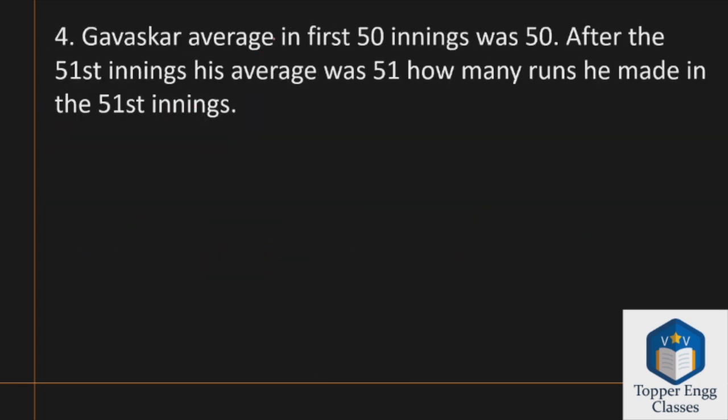Gavaskar's average in the first 50 innings was 50. After the 51st innings, his average was 51. So for 50 innings, the average was 50, and for 51 innings, the average is 51. How many runs did he make in the 51st innings?